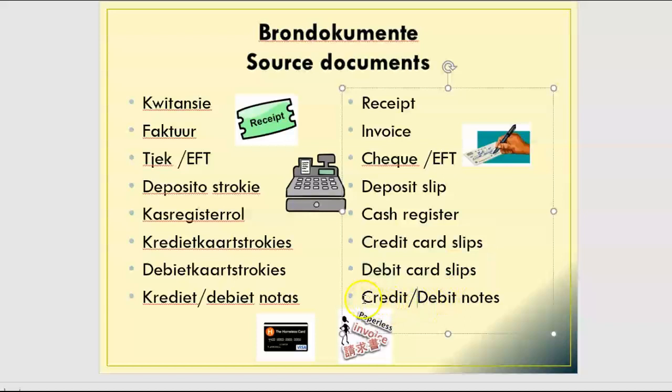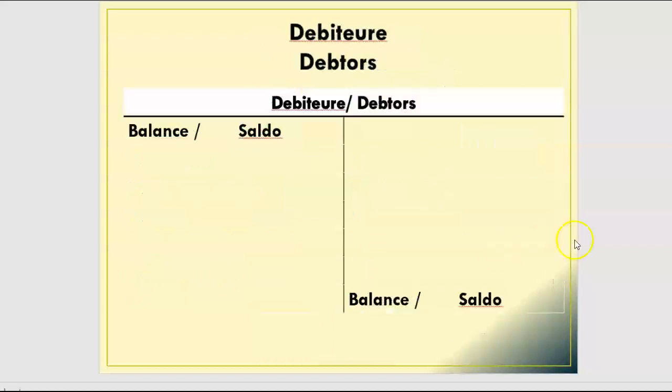Then credit and debit notes. Now that is where returns of merchandise have taken place. And that would be either in my creditors allowances journal if I have returned some merchandise to my supplier, or in my debtors allowances journal where a debtor has returned some of the merchandise that I've sold to him back to me. Let's have a look what is happening in the most popular accounts that we have worked with.